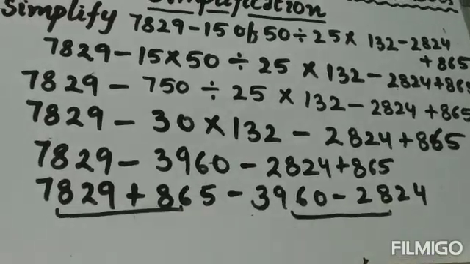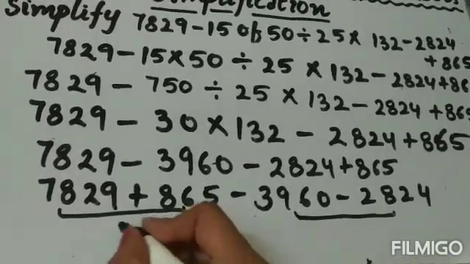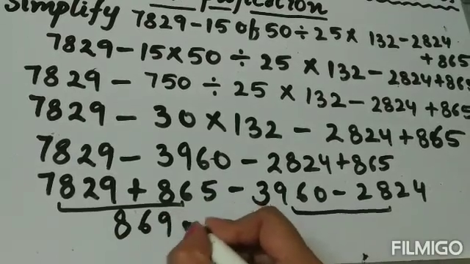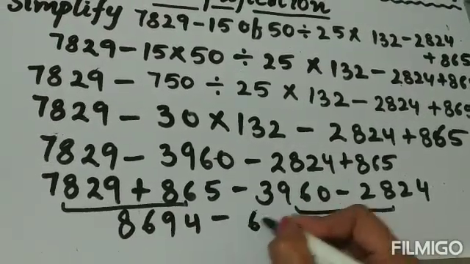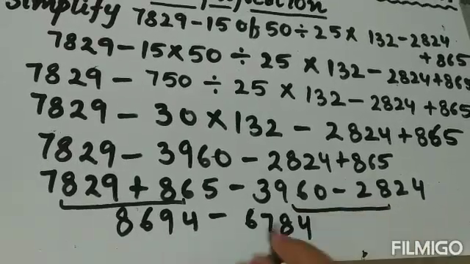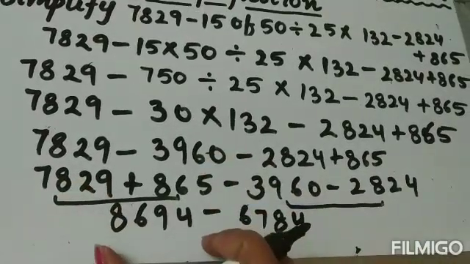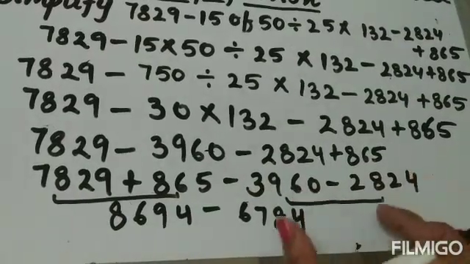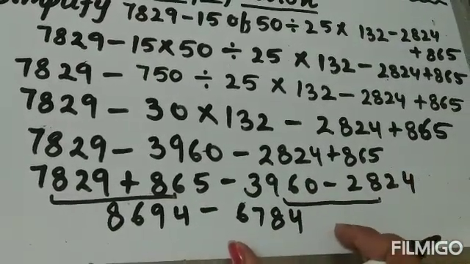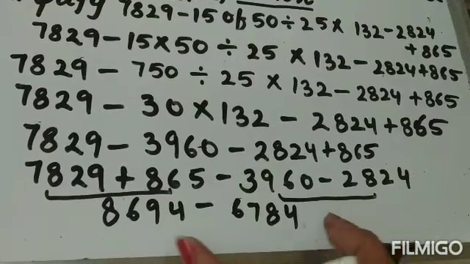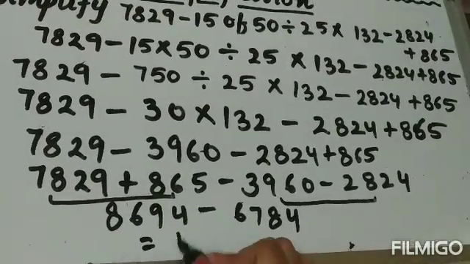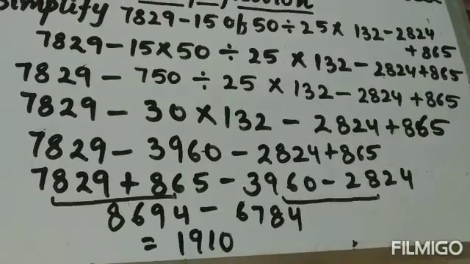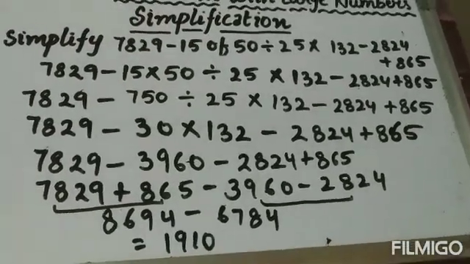After adding, we will get 8694 minus 6784. Okay, this addition of these two numbers is 8694, addition of these two numbers is 6784, and last step is subtraction. So subtract these two numbers and you will get 1910. So this way you will do simplification sums.